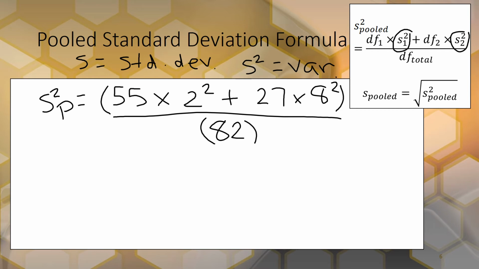And after you figure out this formula, then you take the square root of it to get the pooled standard deviation.